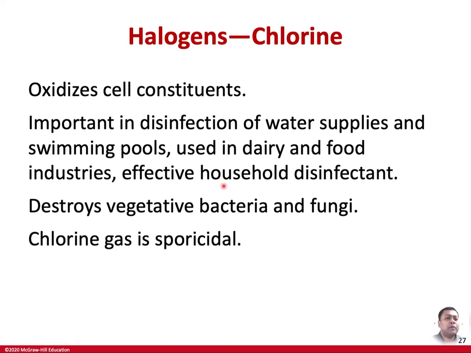Here you can see swimming pools, dairy food industries, household detergents, and even laundries, where we use chlorine or bleach all the time. They can destroy the vegetative bacteria and the fungi. On the other hand, chlorine gas we do not utilize in the household, but it is sporicidal as well.